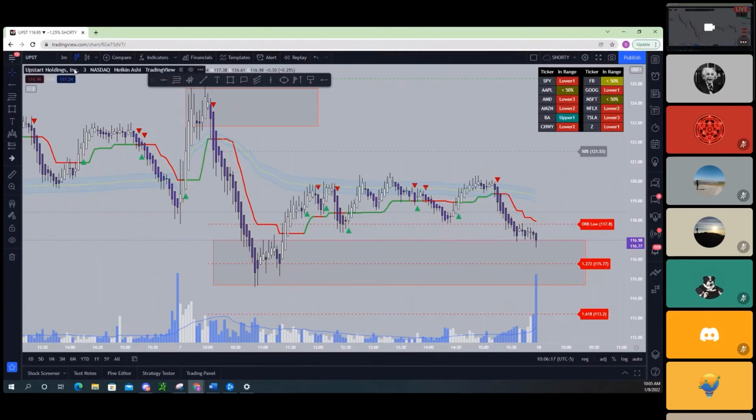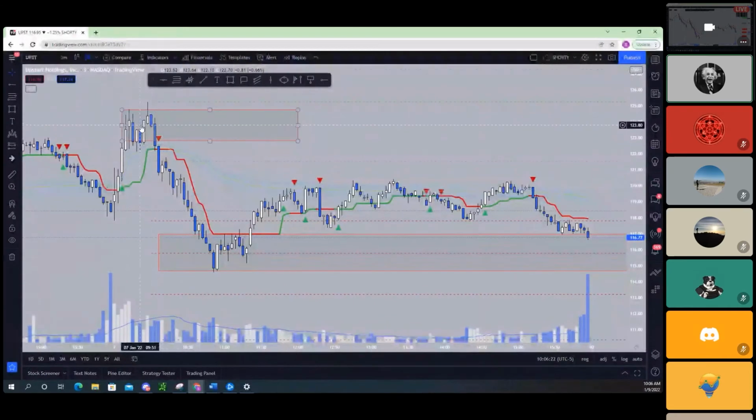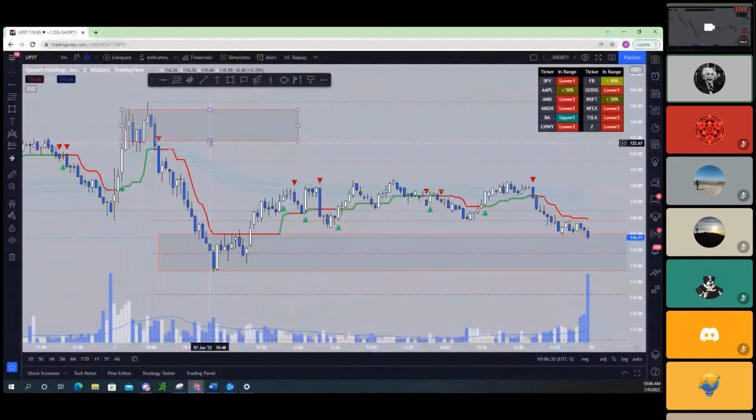I'm using 3 minutes. If I go on regular candles here, you see that there's consolidation a little bit from the open till 10 o'clock, and then they dump it, breaks the VWAP, breaks that range here. So you have 3 points here to short, right? You have the consolidation, the VWAP, and the trend bar.